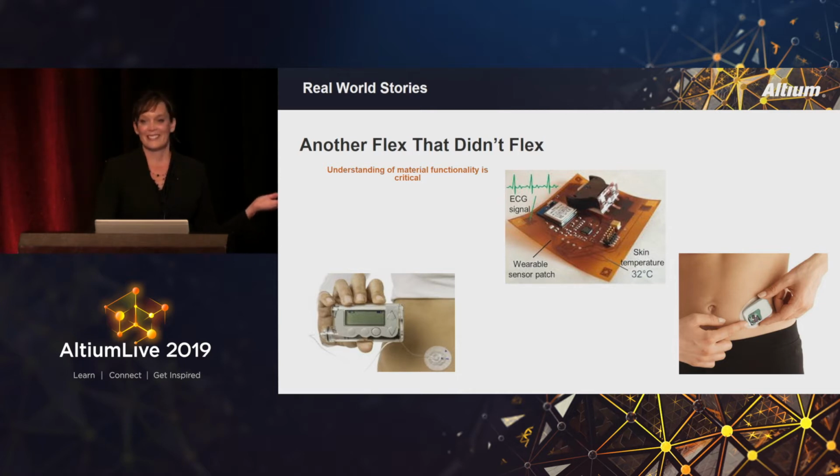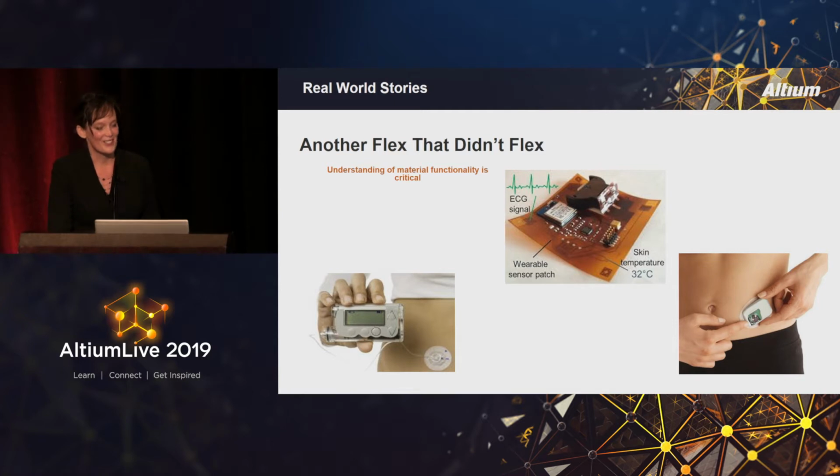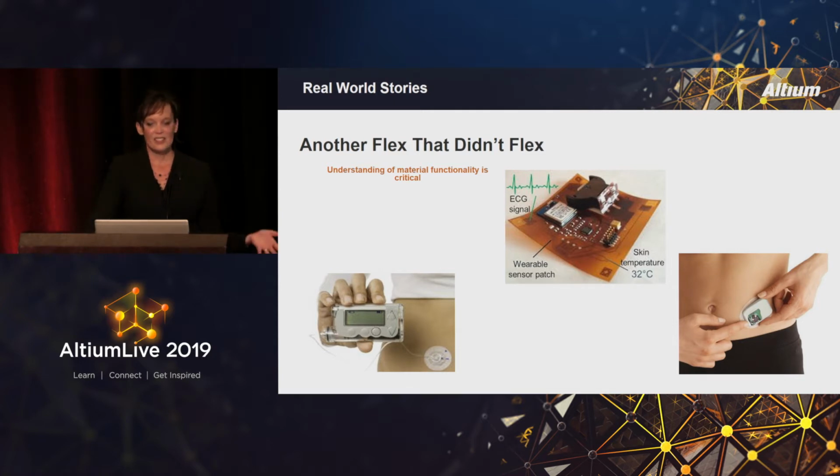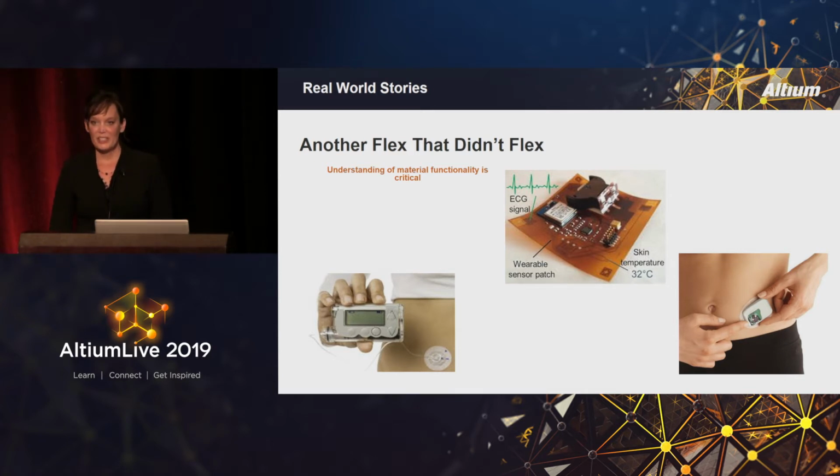And another flex that didn't flex story. This one wasn't mine. I just borrowed this story, but I thought it was a good one. This was an OEM startup going for their first medical wearable. It wasn't going to be a watch, or something like that. It was going to be something that's going to be on your clothing. So they decided to go with flex material for the obvious reasons of being lightweight and more flexible.